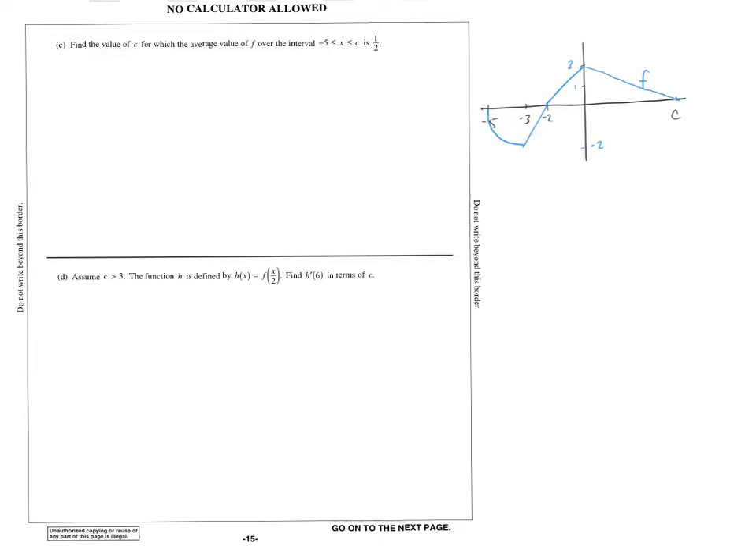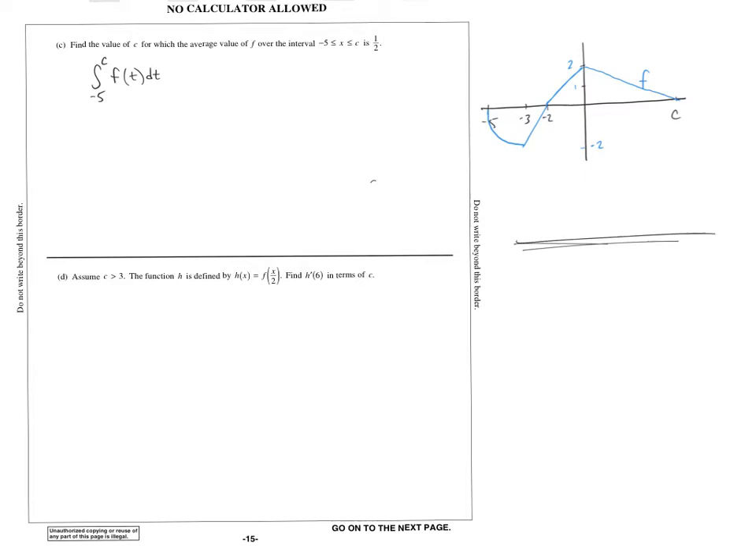Okay, for part C, I've redrawn, kind of did a rough sketch of this graph of f over here. It says find the average value of f from -5 to c. Well, here's -5 to c. An average value of a function, not the first time we've done this, is the area of the function on the interval divided by the width of the interval. So the area is going to be the integral from -5 up to c of f(t) dt, and then we divide that by the width.